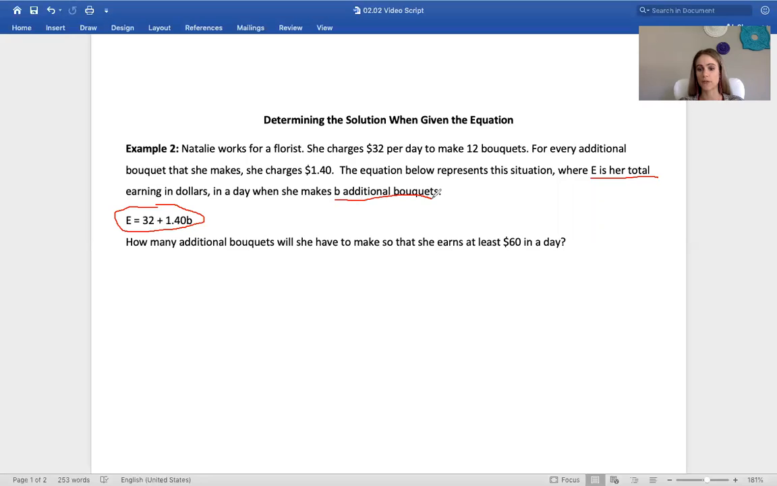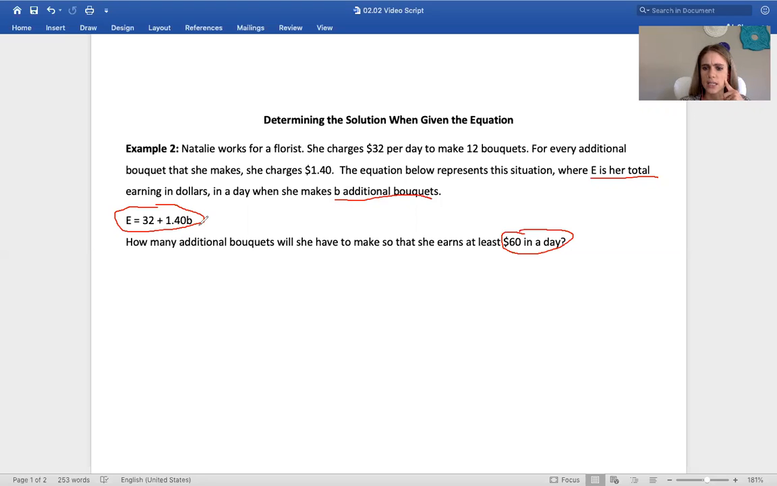It's always important for us to identify our variables and make that information stand out. So now the question says, how many additional bouquets will she have to make so that she earns at least $60 a day? Now, one of the reasons for identifying our variables is we need to know whether the $60 represents our variable E or B, because that will depend on how we use the equation to answer the question.